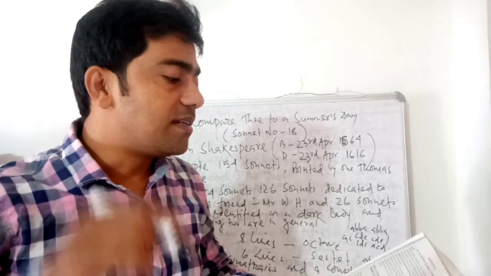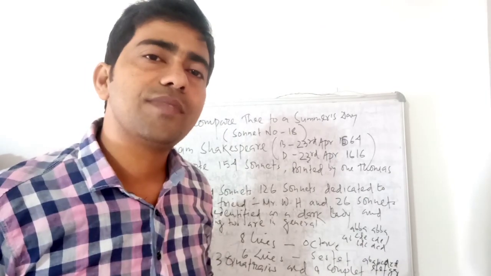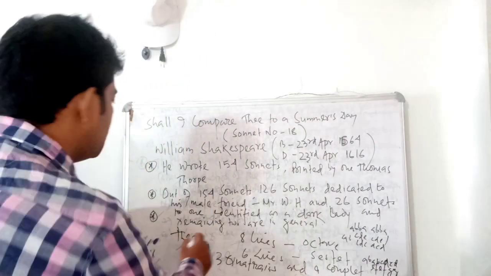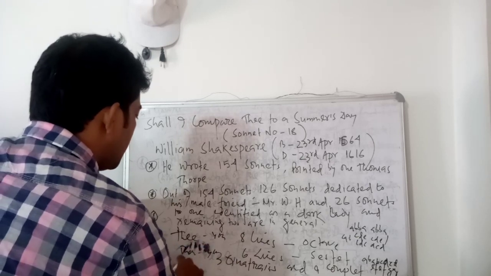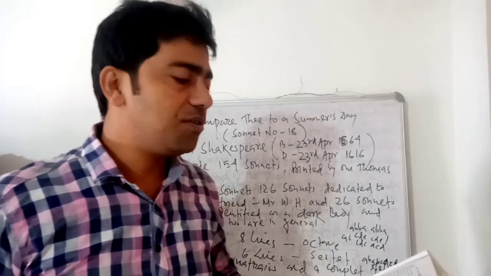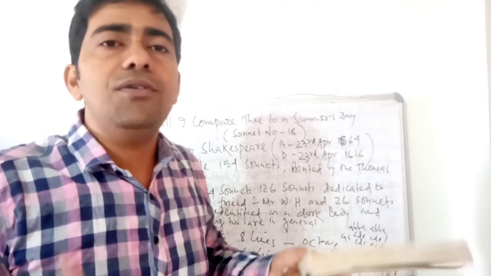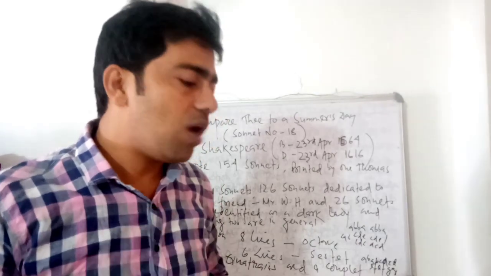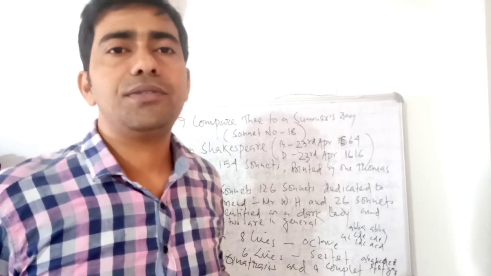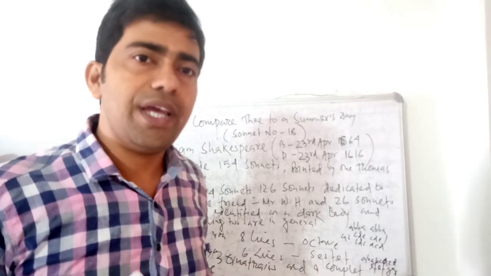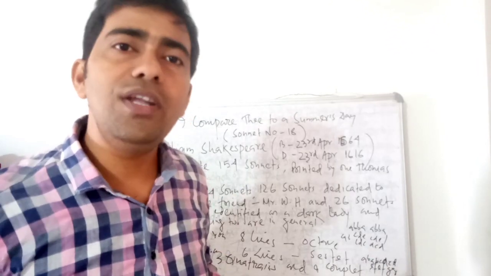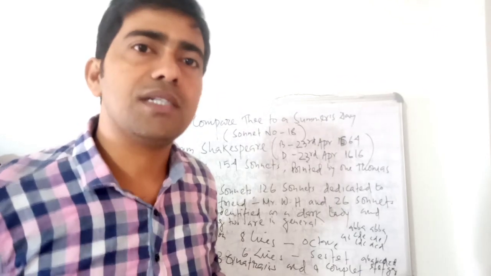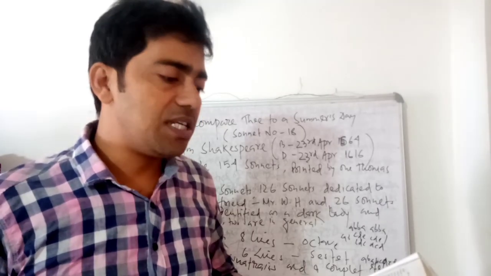He answers through the next line, thou art more lovely and more temperate. Here in this sonnet, archaic words are used. Thee means you, thou means you, art means are. These are archaic language, used to elevate the style and the language of the sonnet. So thou art more lovely and more temperate. You are more lovely and more temperate, more tolerant. My friend is more lovely, more somber in disposition. Rough winds do shake the darling buds of May, and summer's lease hath all too short a date.